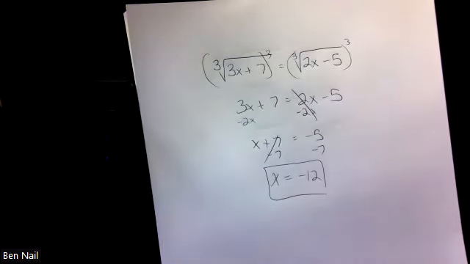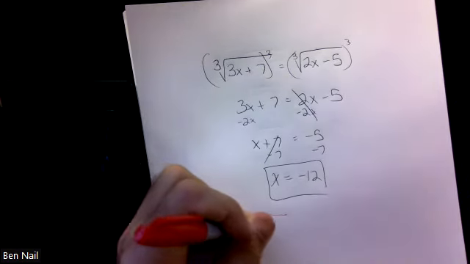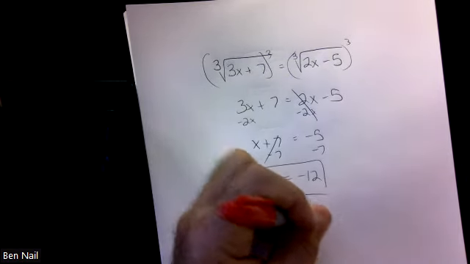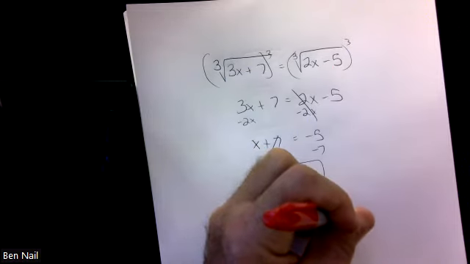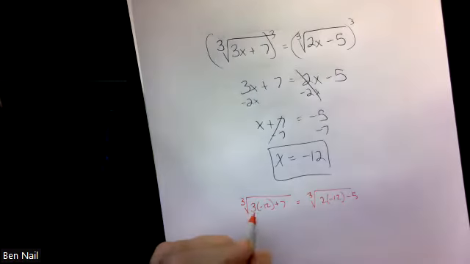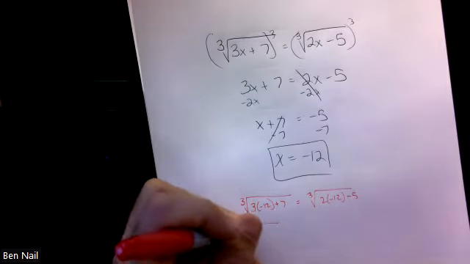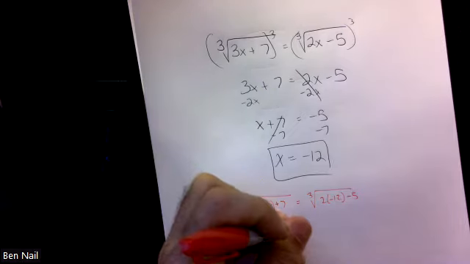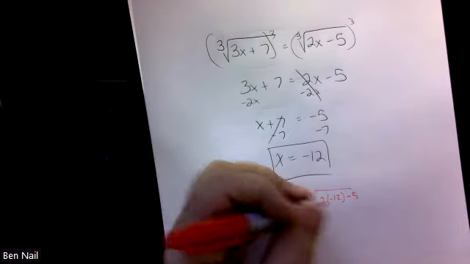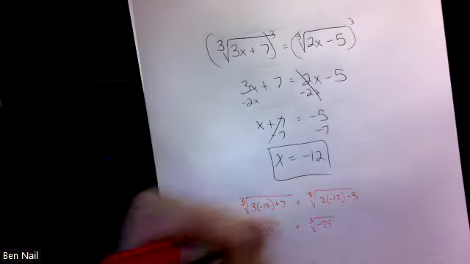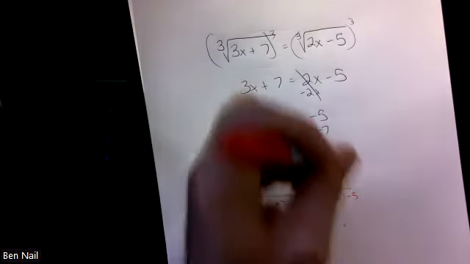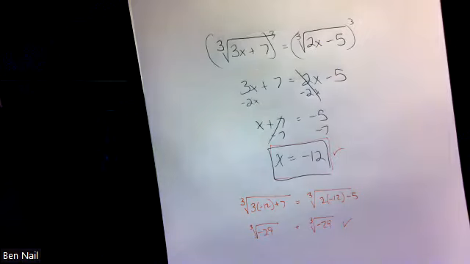So if we plug in -12, three times -12 is -36. -36 plus 7 is -29. 2 times -12 is -24. -24 minus 5 is also -29. The cube root of -29 is going to equal the cube root of -29. That one again checks out. That is a valid solution.